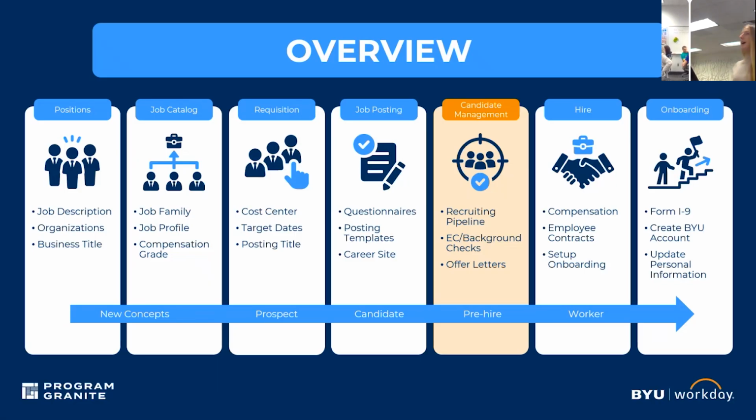Okay, so where are we at in our recruiting process? Last week we talked about a lot of things. We talked about positions, job catalog, requisitions, we had our job posted and our external candidate applied. Today we are on candidate management. So we're going to talk about the recruiting pipeline, the screening, interview, background checks, all of that, all the way to the offer letter, the candidate signing the offer letter. And then next week, we'll talk about hiring employees, compensation, all of that, to onboarding. We'll talk about onboarding a lot next week.